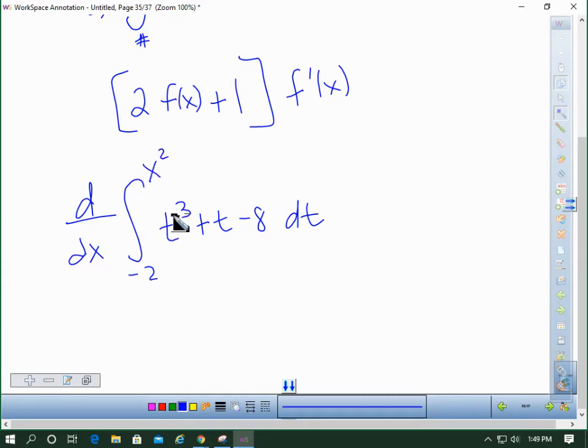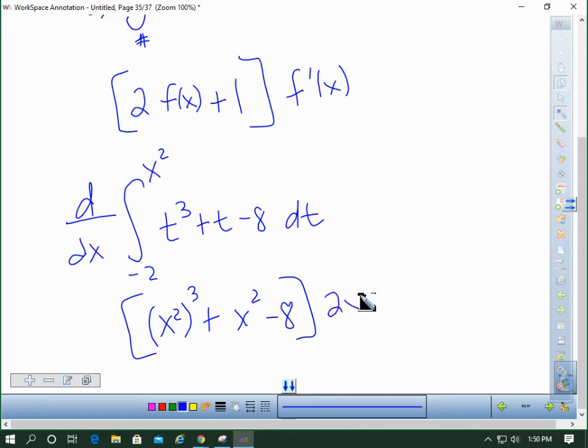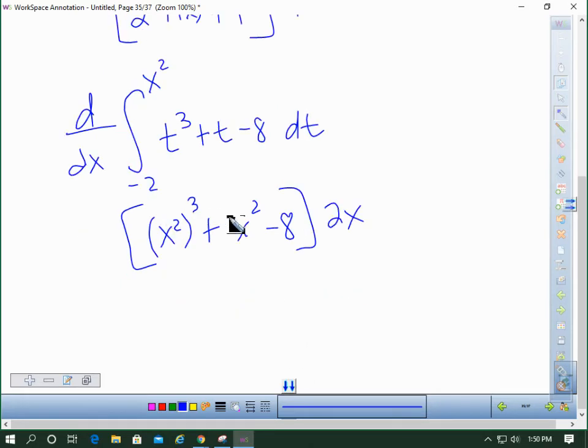So I'm going to plug x squared in here. I'm going to do x squared to the third power plus x squared minus 8. That's the first thing I do: I plug x squared in. Then I multiply, because I'm plugging in something that's not just an x. Then I have to multiply by using the chain rule, by the derivative of the x squared that I plugged in.